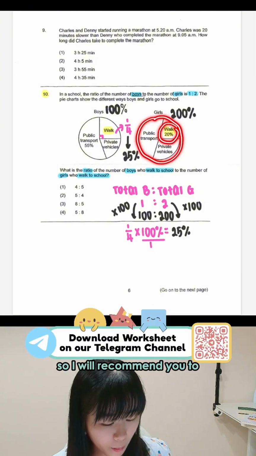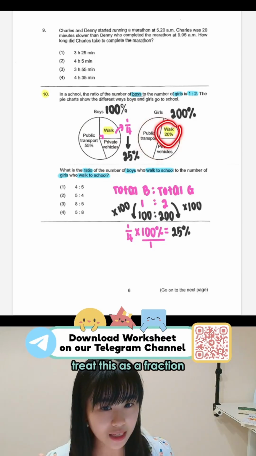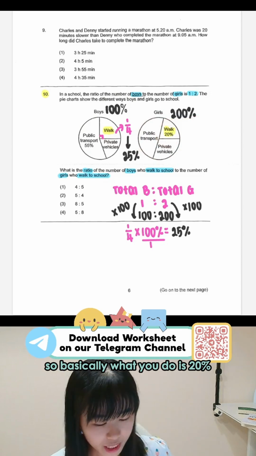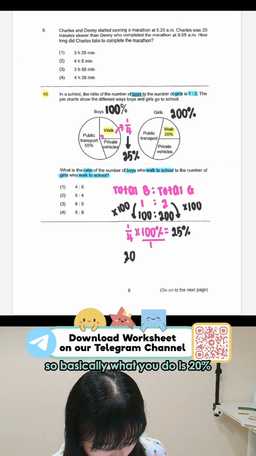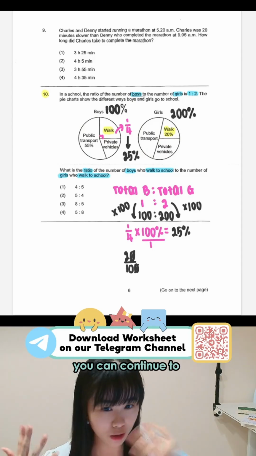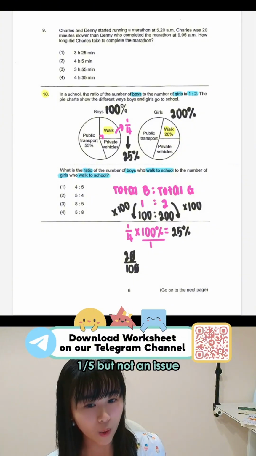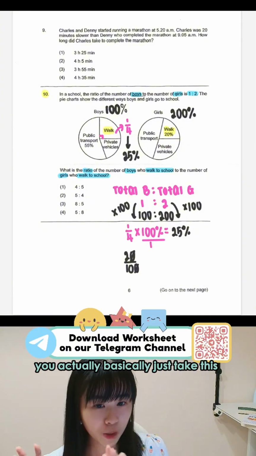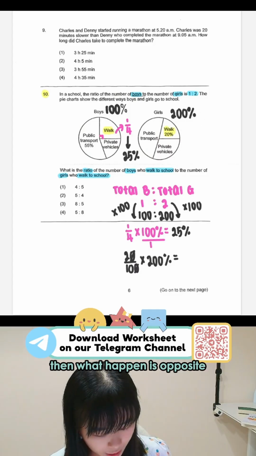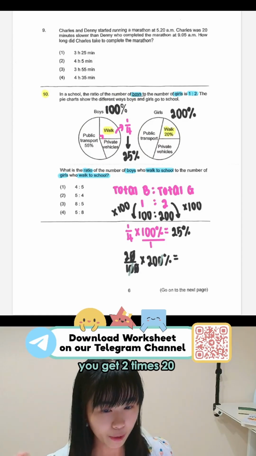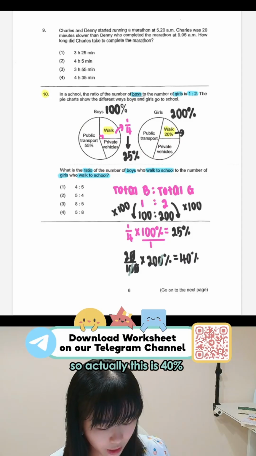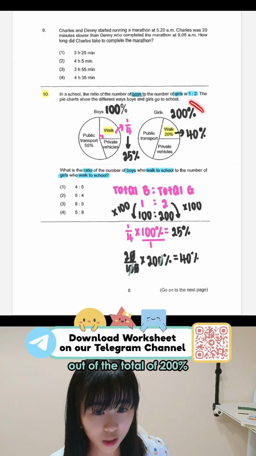So I will recommend you to treat this as a fraction. Then you go and find how much percent is 200%. So basically what you do is 20% is 20 over 100. You simplify it further, it is 2 over 10. You can continue to simplify further to get 1 over 5, but not an issue. You actually basically just take 2 over 10 of that 200%. Then what happens is you can cancel the 0, and now we get 2 times 20, and that will give you 40%. So actually this is 40% out of the total of 200%.